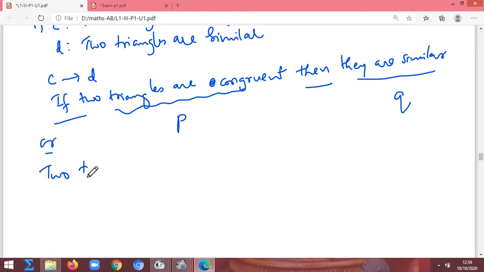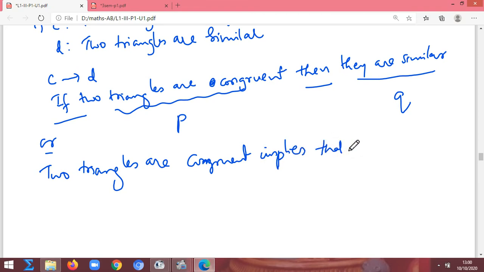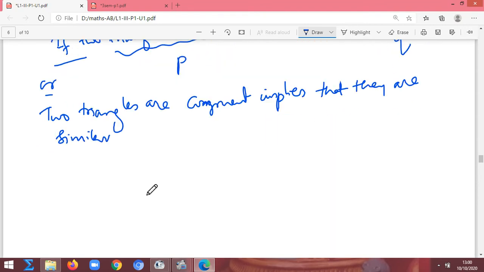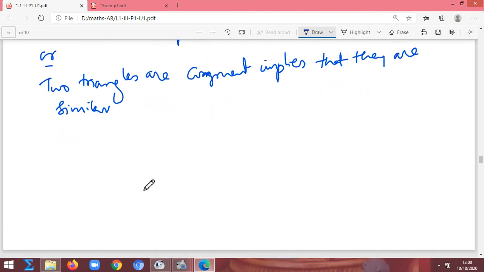Or we can have another way. Two triangles are congruent; this implies that they are similar. This is another way of implication, since we know that all congruent triangles are similar. Therefore, two triangles are congruent implies that they are similar. This is one way.